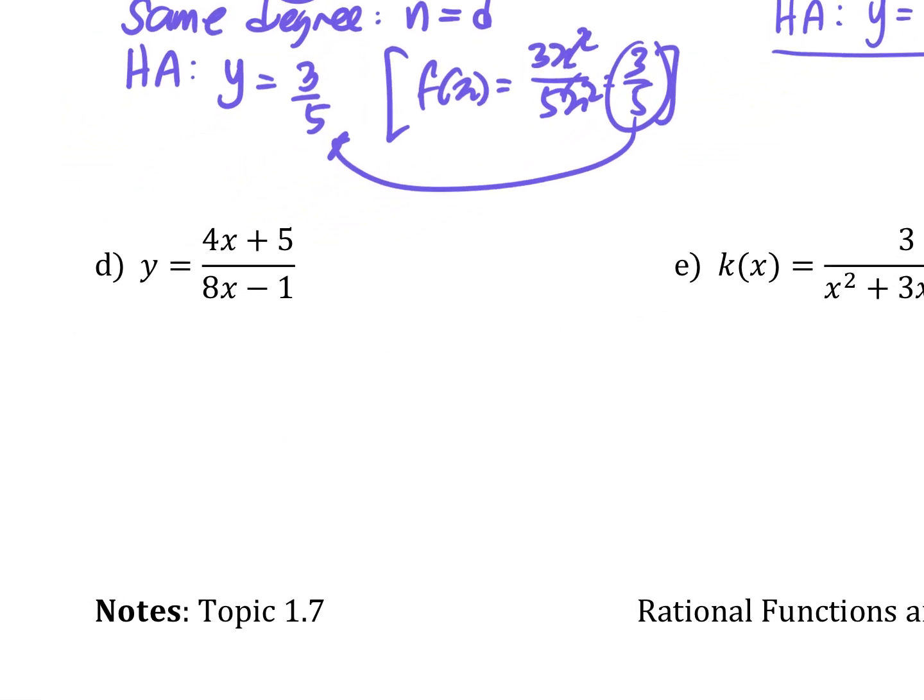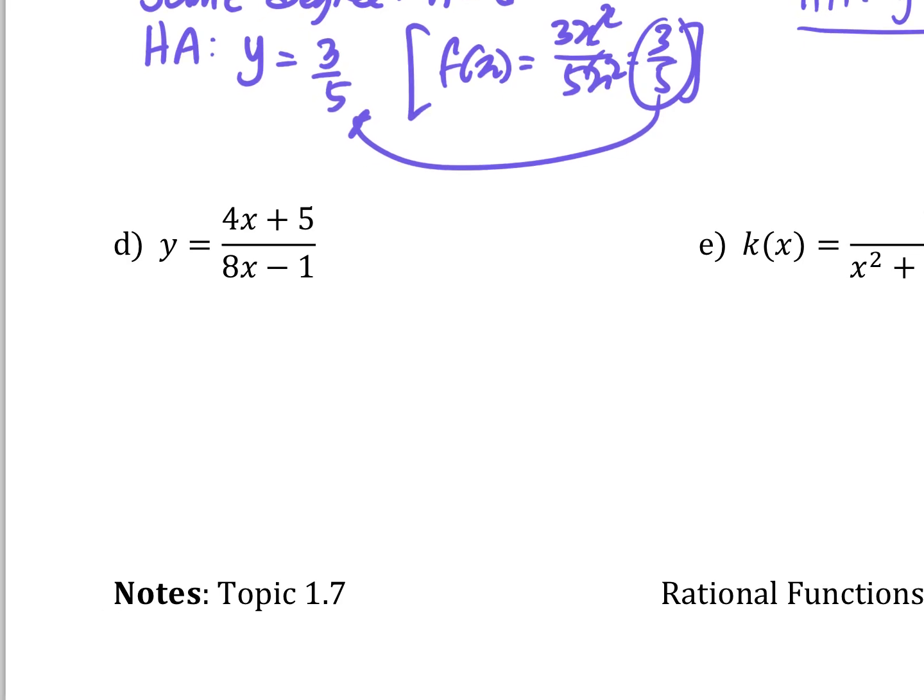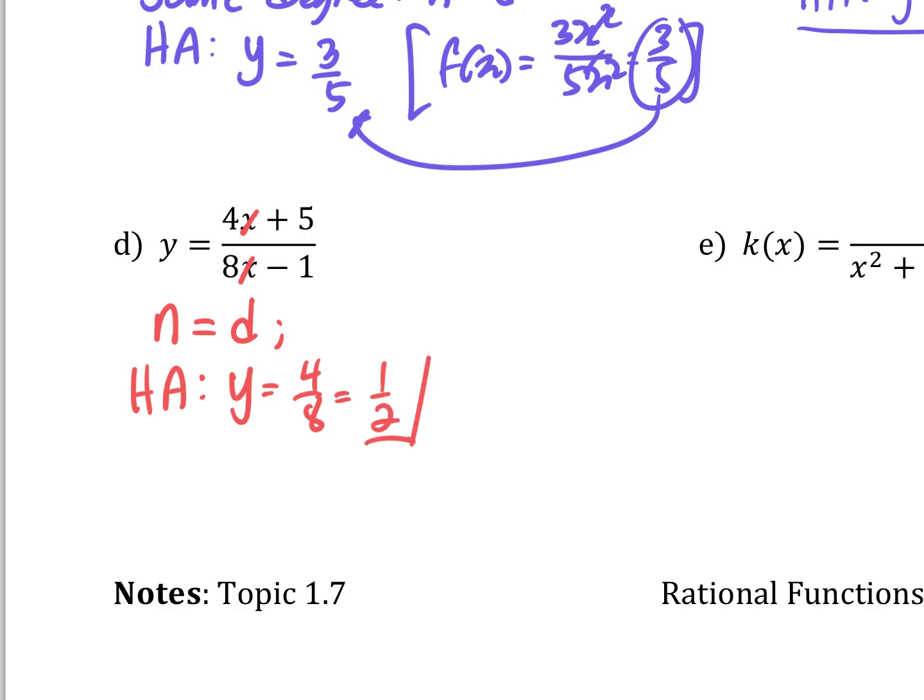Okay, letter D, let's look at it. Now let's see, the denominator and the numerator have the same degree. So the numerator is equal to the denominator. Therefore, the horizontal asymptote is going to be the ratio of your leading coefficients, which is actually 4 over 8, and 4 over 8 can be reduced to 1/2. Okay, that's the answer to that.